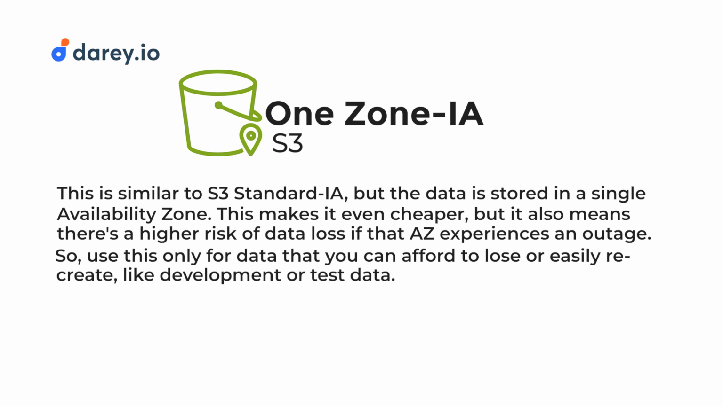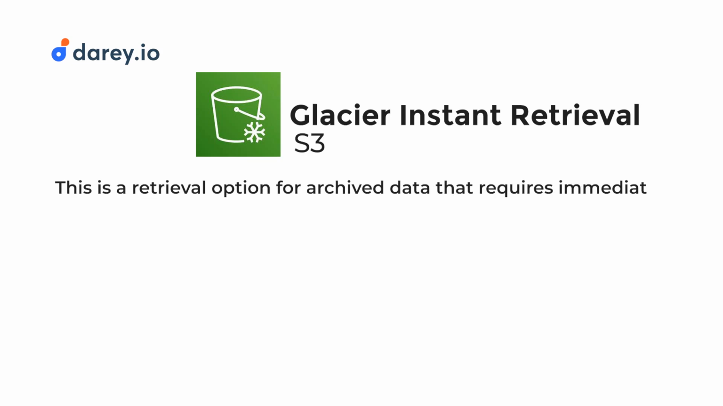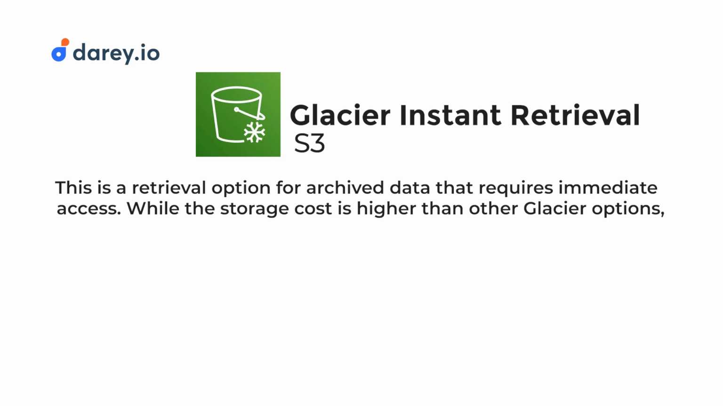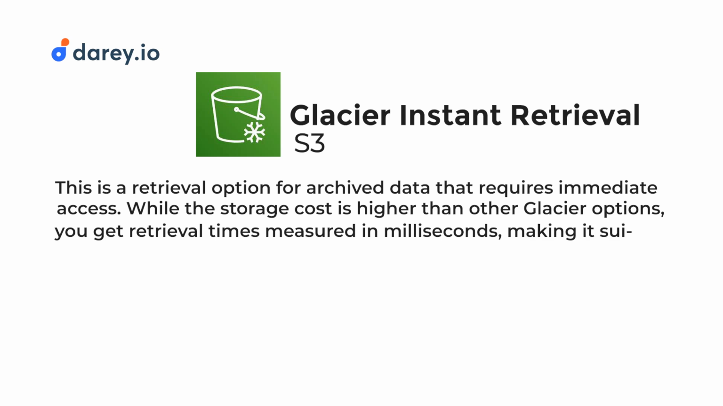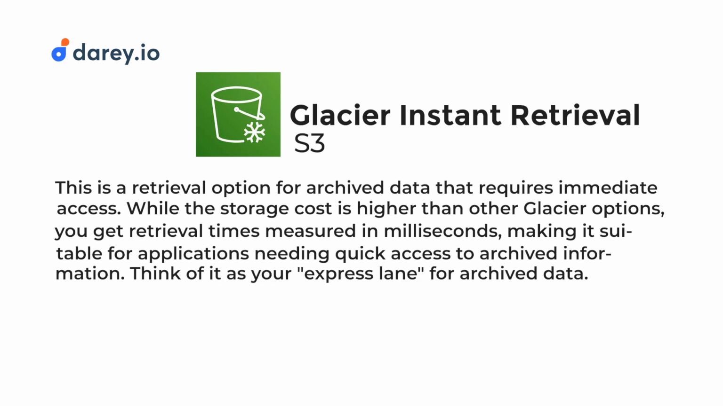S3 Glacier Instant Retrieval. This is a retrieval option for archived data that requires immediate access. While the storage cost is higher than other Glacier options, you get retrieval times measured in milliseconds, making it suitable for applications needing quick access to archived information. Think of it as your express lane for archived data.